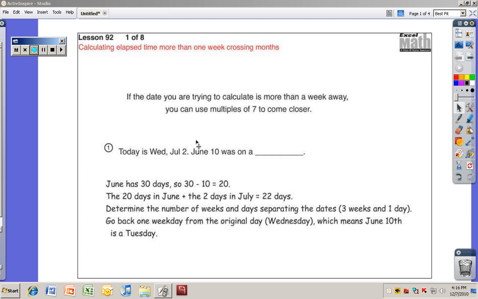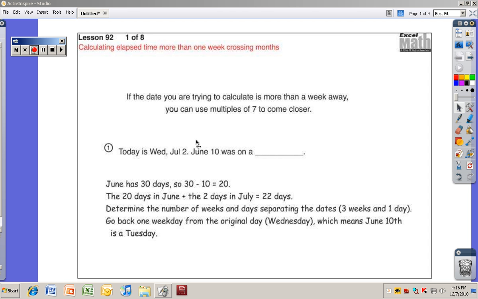All right, this is 6th grade Excel. We're going to be doing lesson 92, calculating elapsed time. That means time that goes by more than 1 week crossing months. So these are going to be some tricky calendar problems.